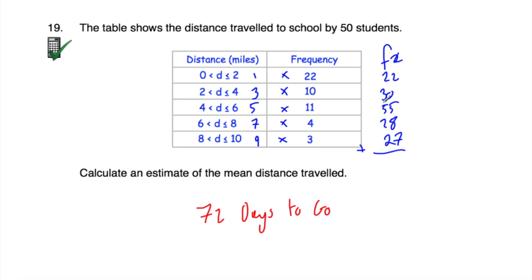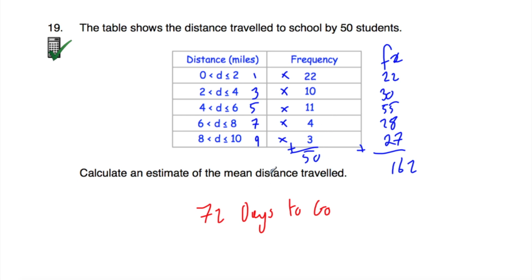If we add them up now, that'll give us our total, or our estimate for the total. So 22 plus 30 plus 55 plus 28 plus 27 is equal to 162. Now let's find our total frequency. Well, if we add those up, we should get 50. Let's just check. Yep, that's equal to 50.